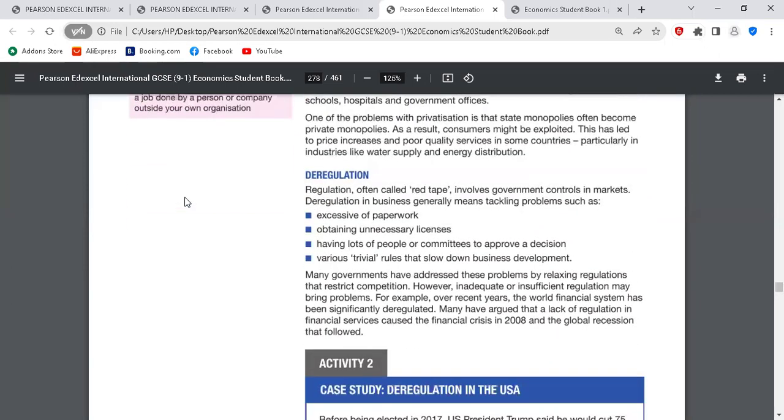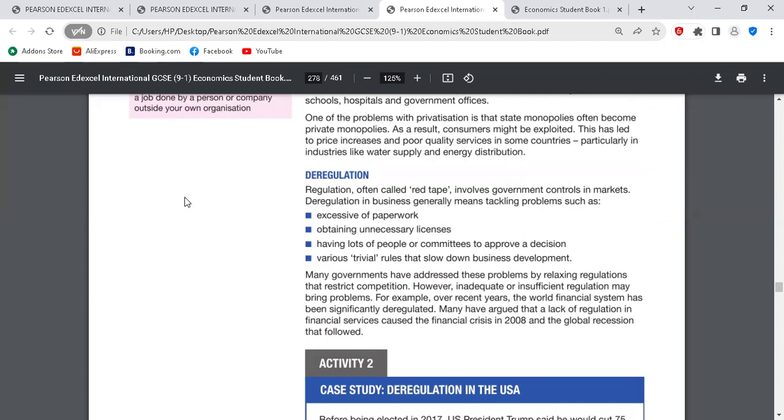deregulation. Regulation, often called red tape, involves government controls on the market. So government will soften their policies and soften their laws. They make it more friendly. That is the point they're making here.